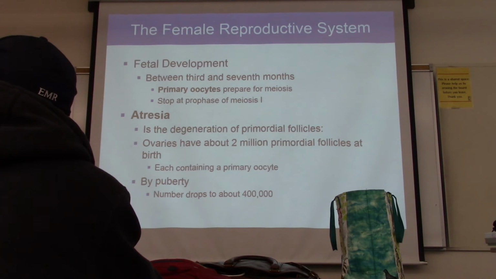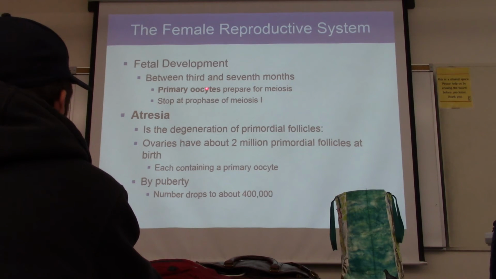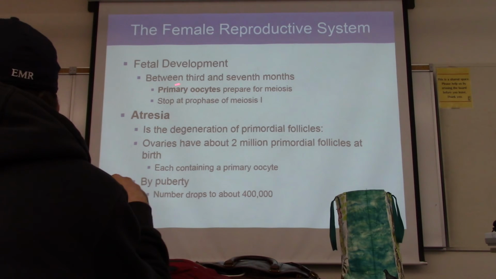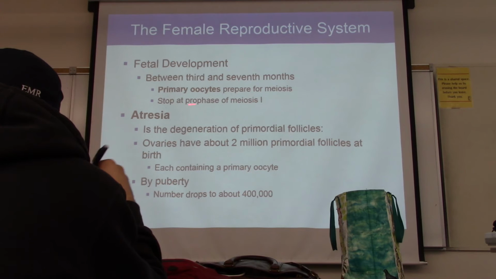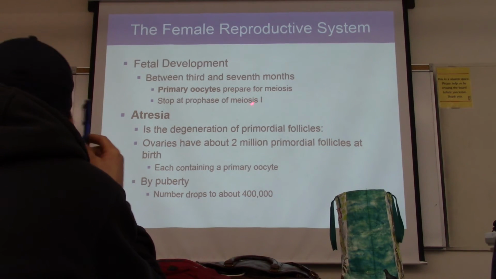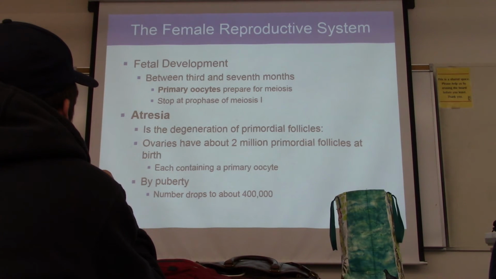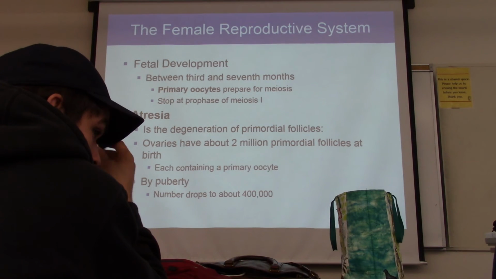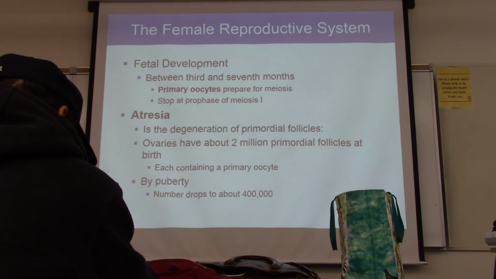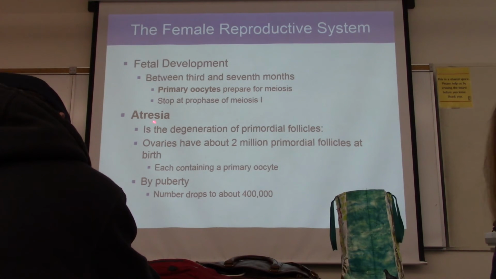Follicle development, this happens during early development, like we talked about. The primary oocytes are made very early. They stop at meiosis 1. And then getting rid of a lot of them is called atresia, and it is the degeneration of these primordial follicles.